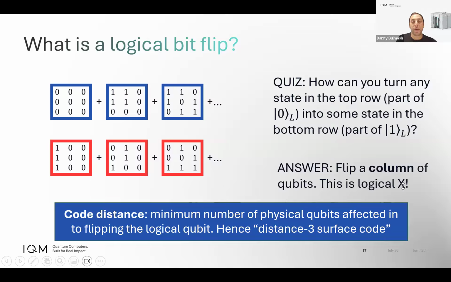Now, I want to mention something very important here, a term called the code distance. This is the minimum number of physical qubits that are affected when you flip the logical qubit. So here, in order to flip the logical qubit, the smallest number of qubits you can flip to go from the top row to the bottom row is 3. It's a full column of qubits. If you flip any fewer, you'll be in an error state. But you can flip between the logical states by only touching 3 physical qubits. So this is called the code distance, and that's why we call this particular code the distance 3 surface code, because its code distance is 3.